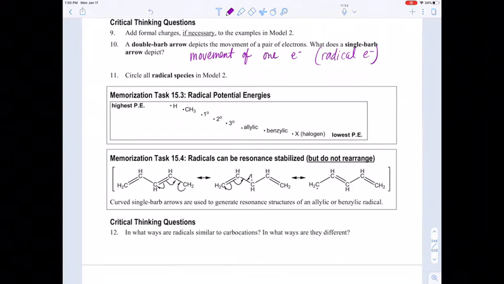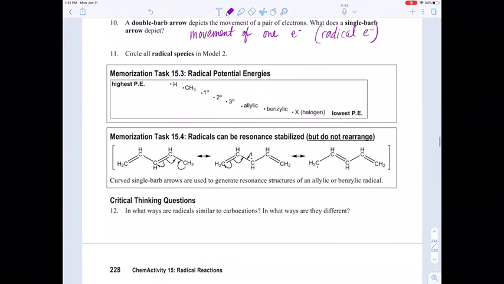Radicals can be resonance stabilized, but they do not rearrange. Curved single barb arrows are used to generate resonance structures of an allylic or benzylic radical, which makes sense. Allylic and benzylic down here at the bottom end of radical potential energies are resonance stabilized. That means they're going to have a lower potential energy and be less reactive.